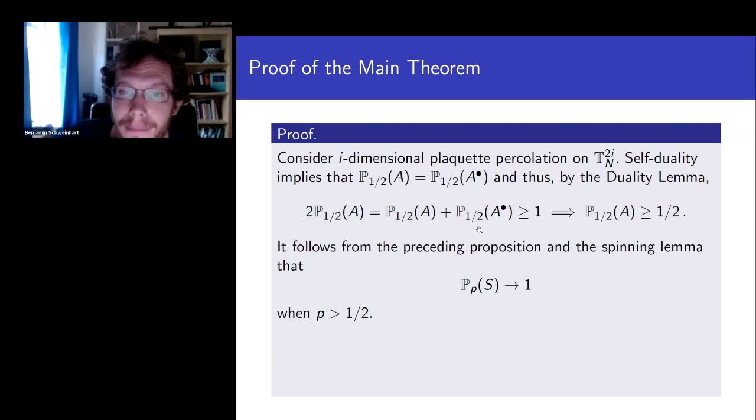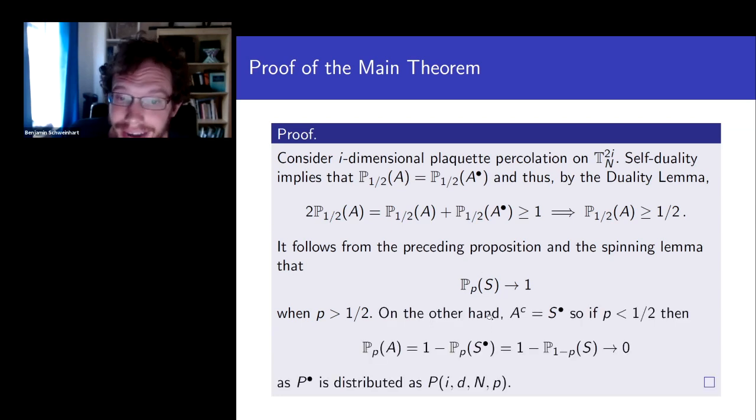And now we want to consider what happens below the threshold. Well, on the other hand, the event that we get no giant cycles is the same as the event that we get a basis of giant cycles in the dual system. So just applying this same result to the dual system tells us that the probability we get at least one giant cycle goes to 0 as n goes to infinity in our original Plaquette system. So we have multiple applications of the duality limit.